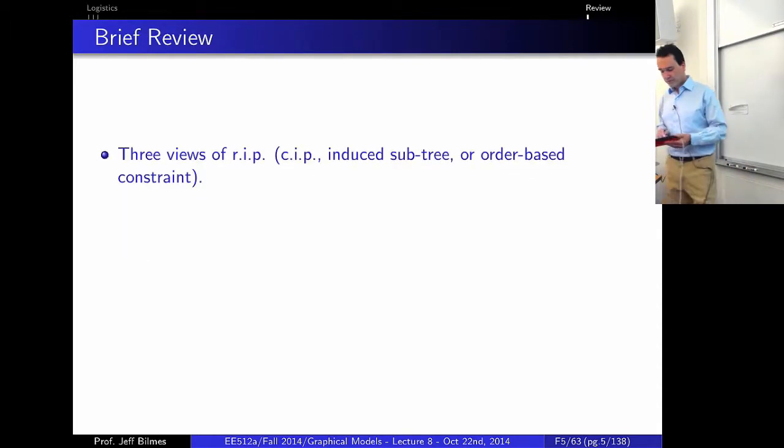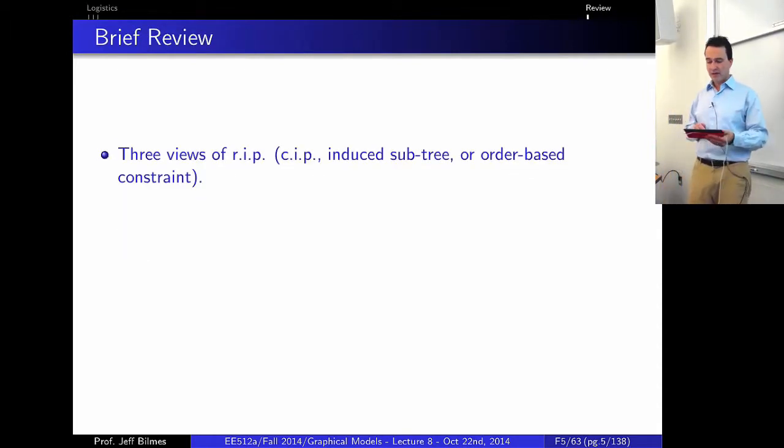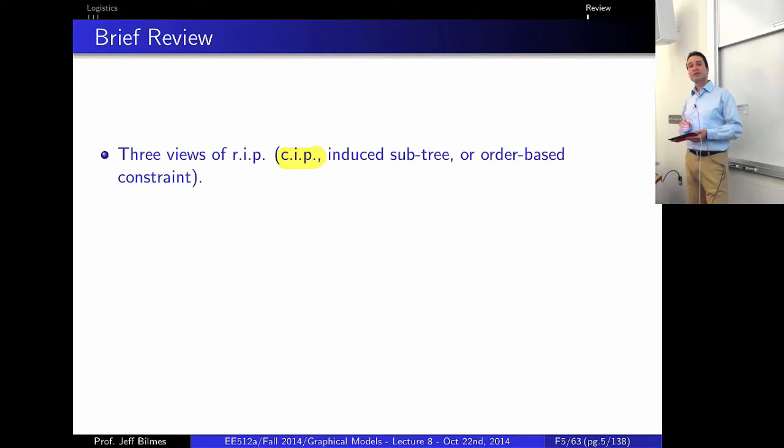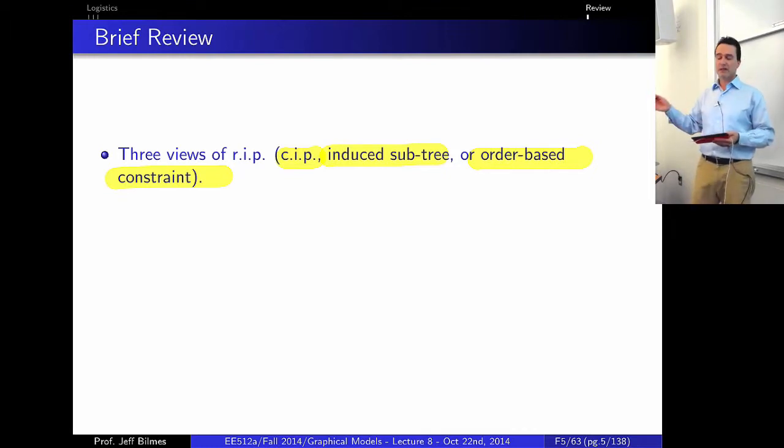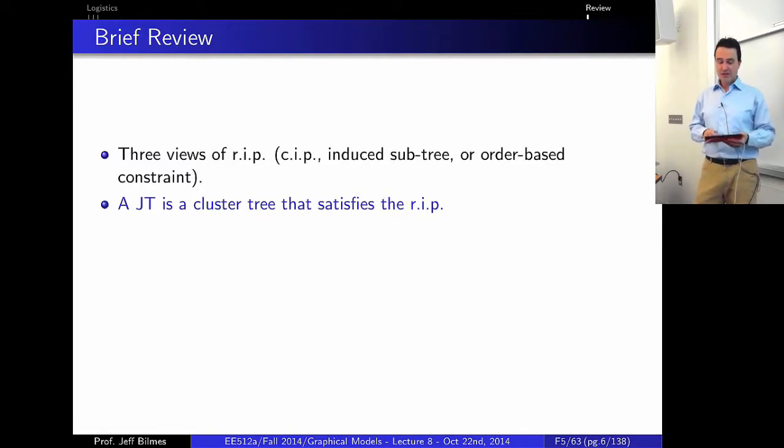Okay, so let's do a brief review and resolve any lingering questions that you might have. Although since the homework was due today, probably everybody's caught up and everything's relatively fresh in your mind. There are three views of the running intersection property: the clique or cluster intersection property, the induced subtree property, or this order-based constraint on an ordering of the clusters. Each one of them we saw is equivalent, and we collectively call them the running intersection property, which means we can use any one of these three views interchangeably. And a junction tree is a cluster tree that satisfies the running intersection property.